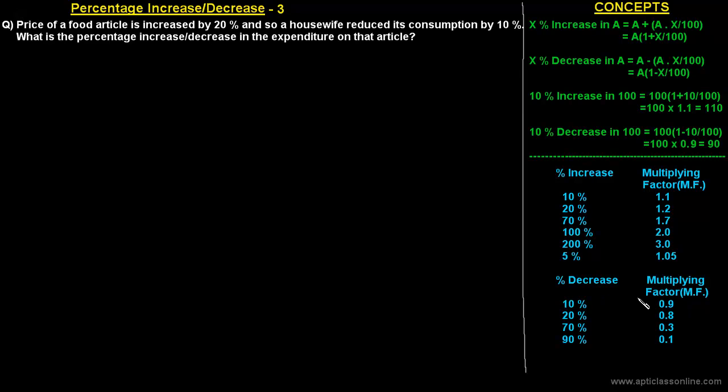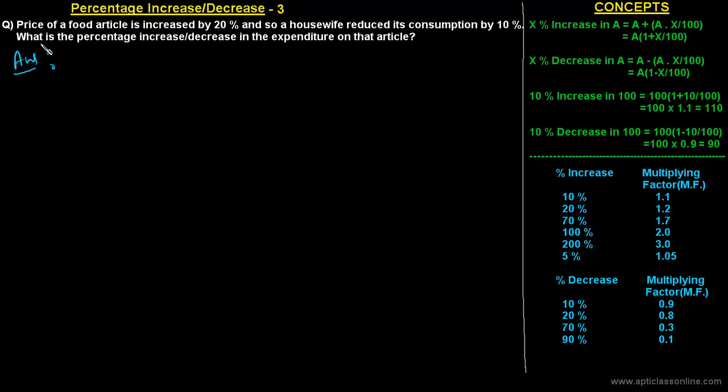And similarly, if you have to get a percentage decrease in any value, then you have to multiply that value with these multiplying factors. That means for a 10% decrease, the multiplying factor is 0.9, and so on for other factors corresponding to other percentage decreases. Let's solve this example.